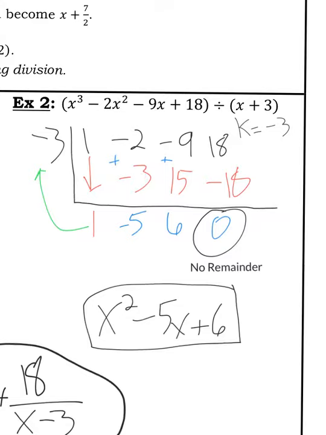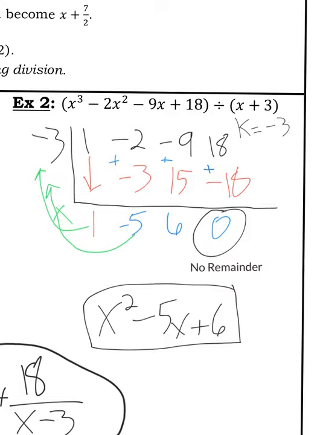What's negative 2 plus negative 3? Negative 5. What is negative 5 times negative 3? That's positive 15. What's negative 9 plus 15? That's going to be a 6. So what is 6 times negative 3? That's going to be negative 18. So what's negative 18 plus 18? That's 0. So you have no remainder.